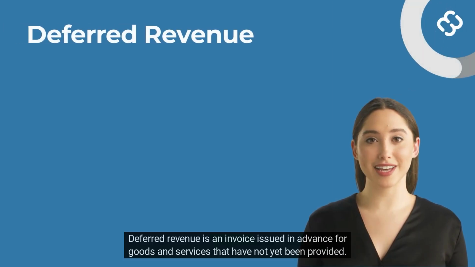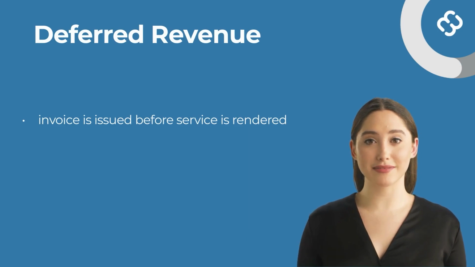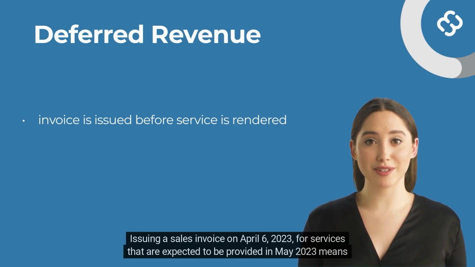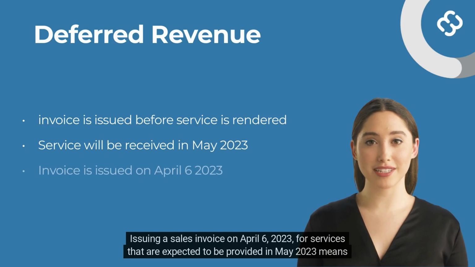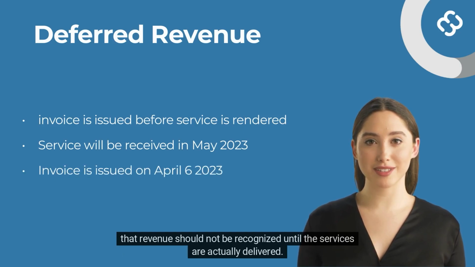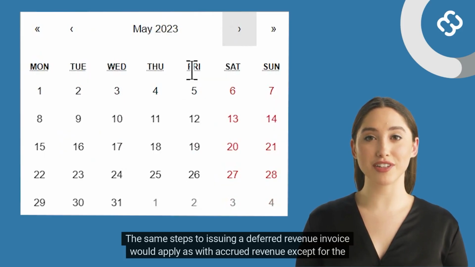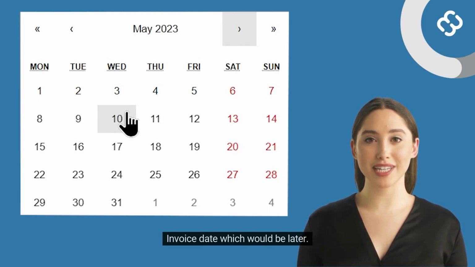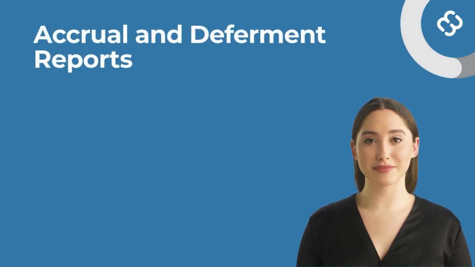Deferred revenue is an invoice issued in advance for goods and services that have not yet been provided. Issuing a sales invoice on April 6, 2023, for services that are expected to be provided in May 2023 means that revenue should not be recognized until the services are actually delivered. The same steps to issue a deferred revenue invoice would apply as with accrued revenue, except for the invoice date, which would be later.